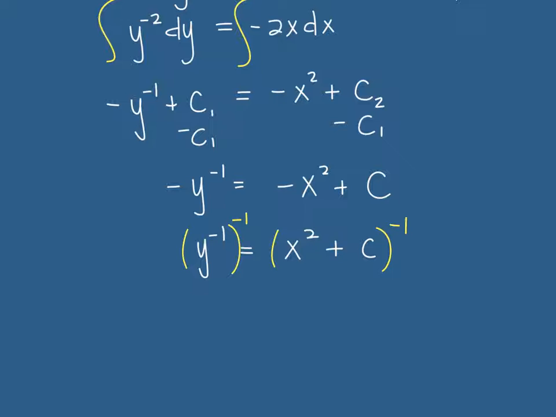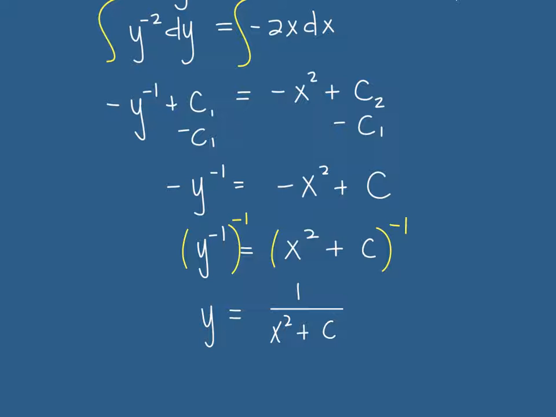So on the y side, negative 1 times negative 1 is just 1, so I have y by itself now. And on the other side, I have the quantity x squared plus c raised to the negative 1, which is 1 over the entire quantity x squared plus c. And I now have y by itself, and that's the solution to this differential equation. I just got y alone.